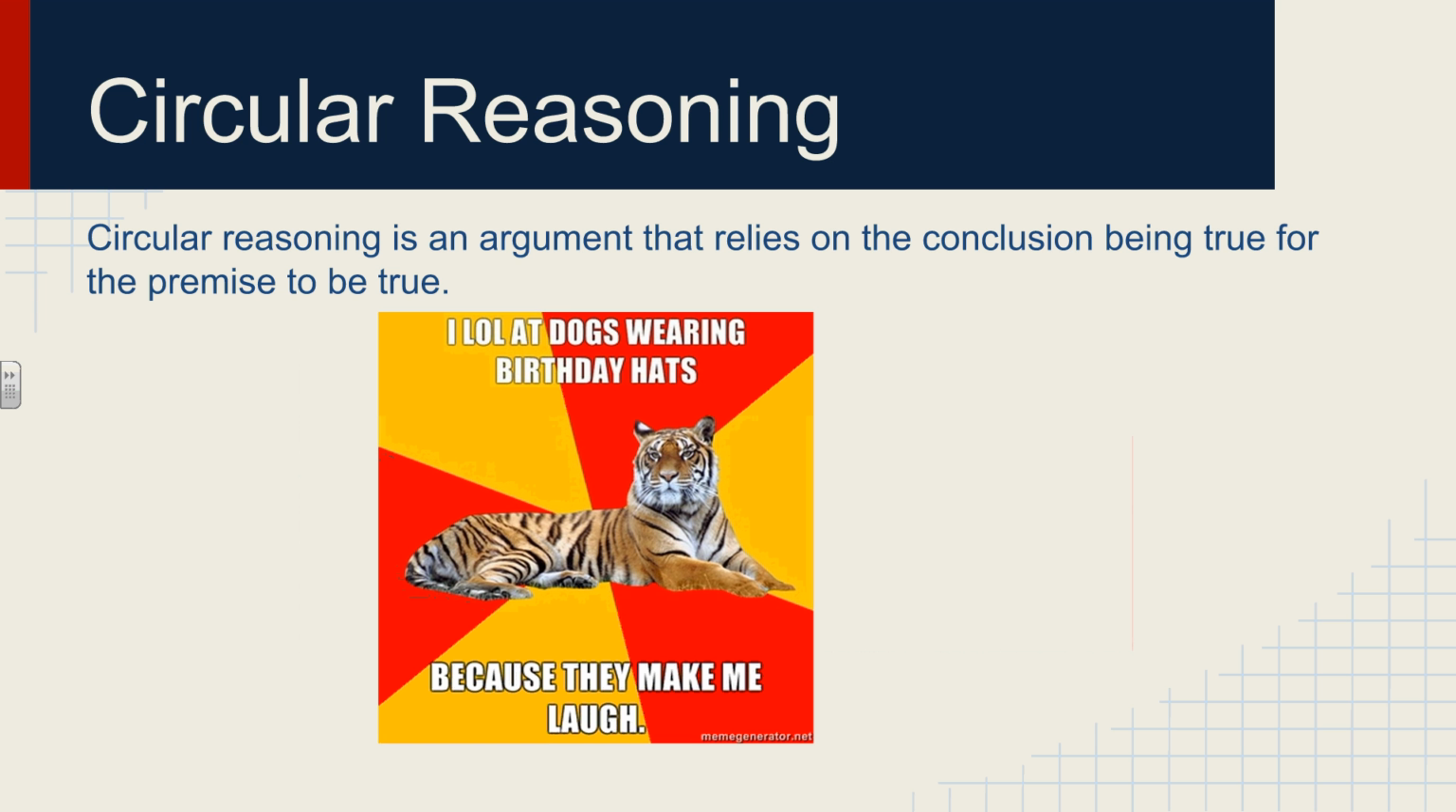Circular reasoning. Circular reasoning is an argument that relies on the conclusion being true for the premise to be true. So basically just restating the premise. And here's our tiger saying, "I LOL at dogs wearing birthday hats because they make me laugh." Well, his reason why he laughs out loud at them is because they make him laugh. So that's just circular reasoning, a restatement of the premise.